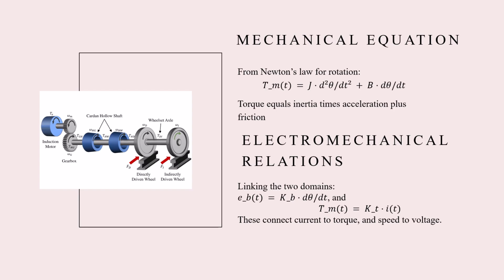So whatever the back EMF is, the back EMF is equal to Kb dθ/dt, and also the torque is Kt times i(t). These are the two relations connecting the current with respect to the torque, and the other with respect to the speed of the voltage. So these relations we are taking into consideration.